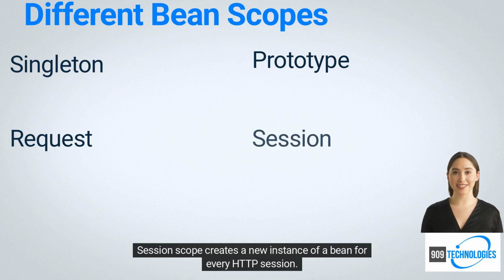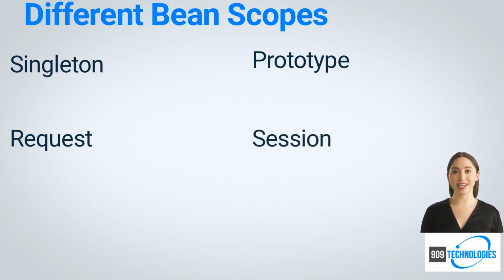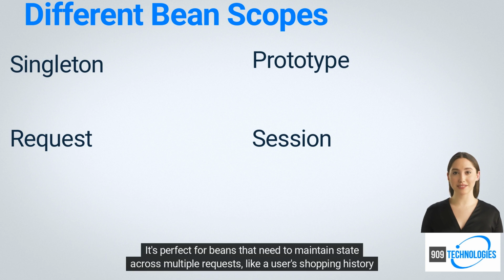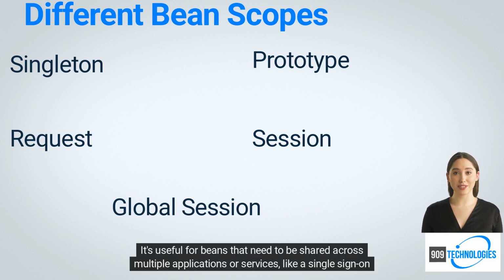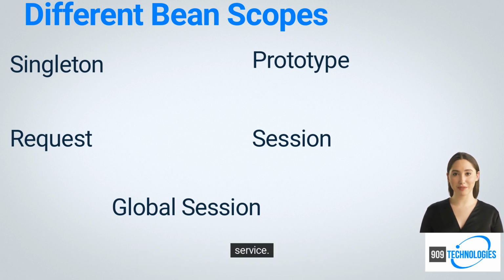Session scope creates a new instance of a bean for every HTTP session. It's perfect for beans that need to maintain state across multiple requests, like a user's shopping history or preferences. Global session scope creates a new instance of a bean for every global HTTP session. It's useful for beans that need to be shared across multiple applications or services, like a single sign-on service.